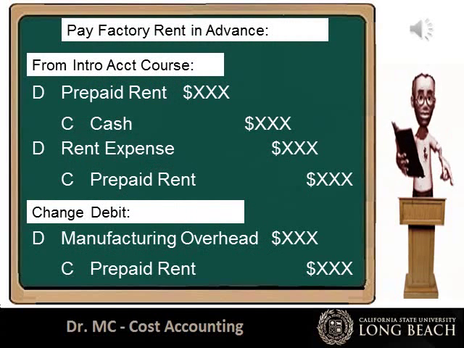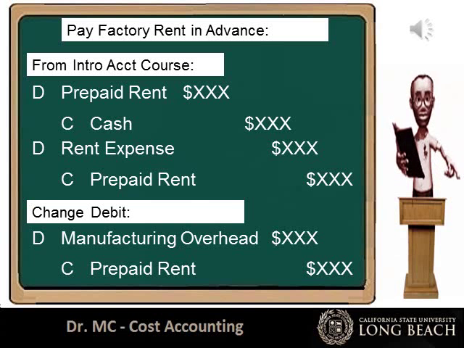Consider the journal entry made when a factory pays a prepaid expense, such as prepaid rent. In your financial accounting courses, you were taught to debit prepaid rent and credit cash. There is no expense in this journal entry. So, nothing has to be changed.